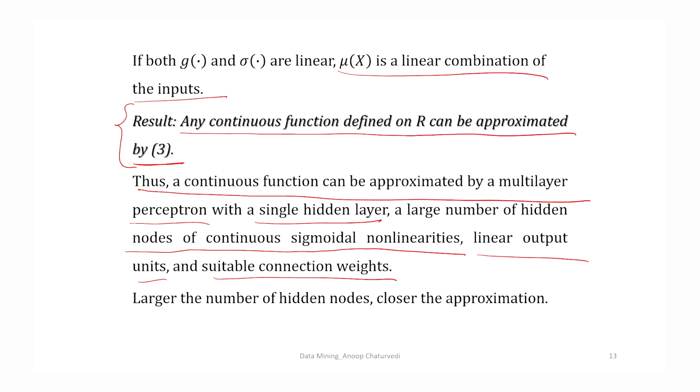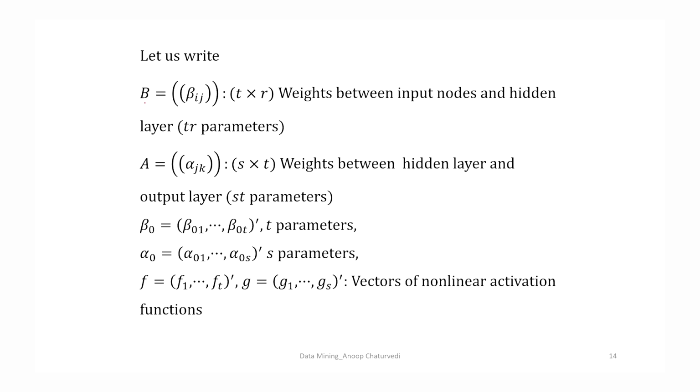So, this is the beauty of the multi-layer perceptron. Even if you are using a single hidden layer perceptron, a large number of hidden nodes of continuous sigmoidal nonlinearities and linear output units with suitable connection weights can approximate a continuous function. And if you increase the number of hidden nodes, then you get a better approximation.